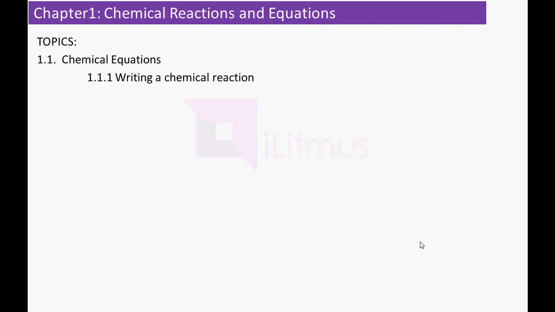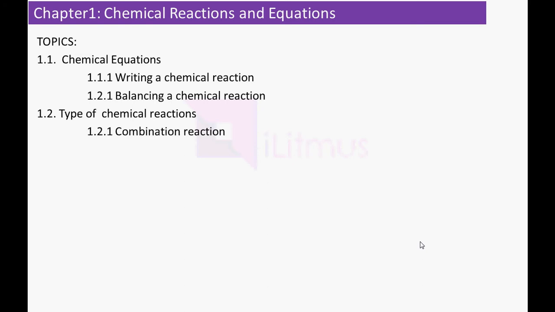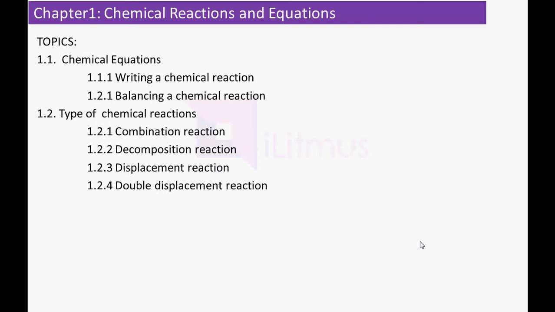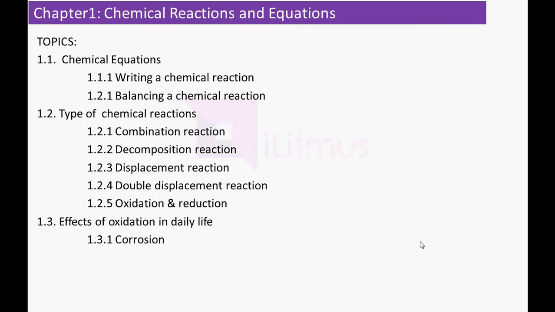Chemical equations. So we'll try to understand how to write a chemical reaction, then how to balance a chemical reaction. What are the different kinds of chemical reactions? Combination reaction, decomposition reaction, displacement reaction, double displacement, and what are oxidation and reduction reactions. Then we'll try to understand effects of oxidation in daily life as corrosion and rancidity. Rancidity is like foulness, something which smells very bad. So let's move forward.